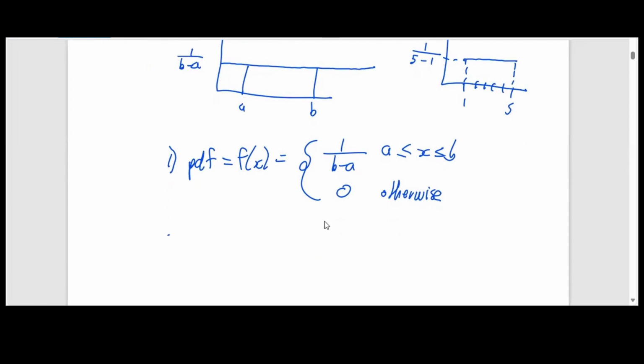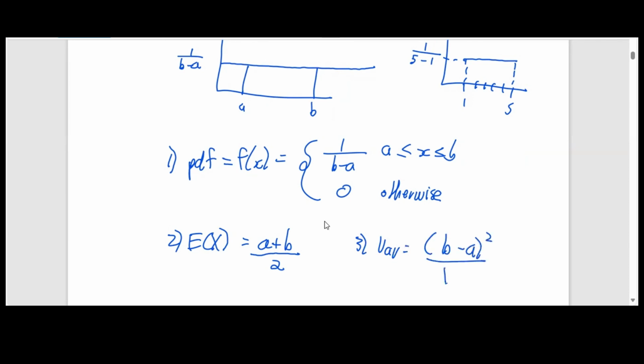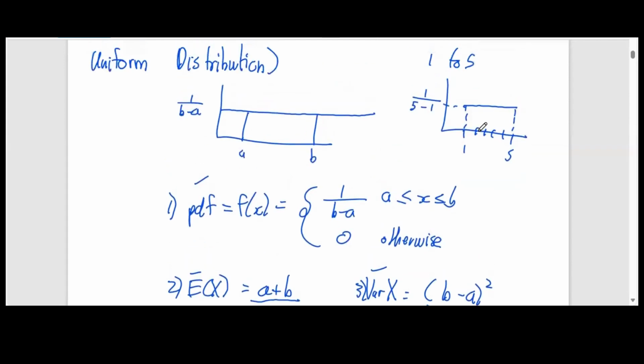All right, and then the second thing, the expectation, is a plus b over 2. And then the variance is the ugly one, so it'd be b minus a squared all over 12. Right, so those were the two things you need for these. So you have the PDF, expectation, and the variance.